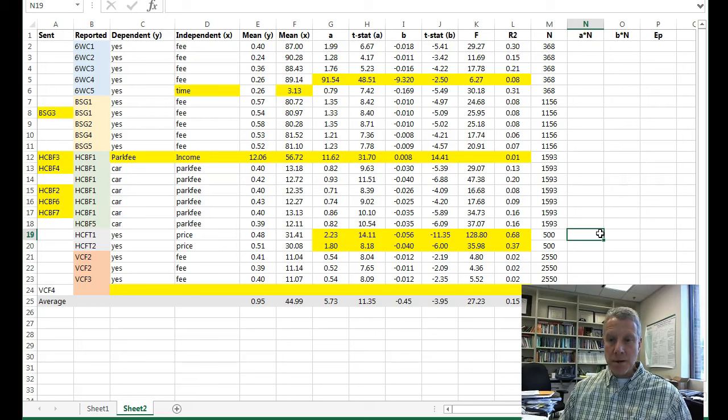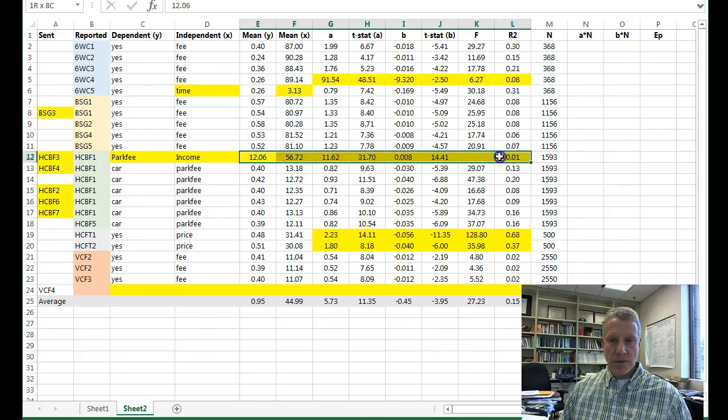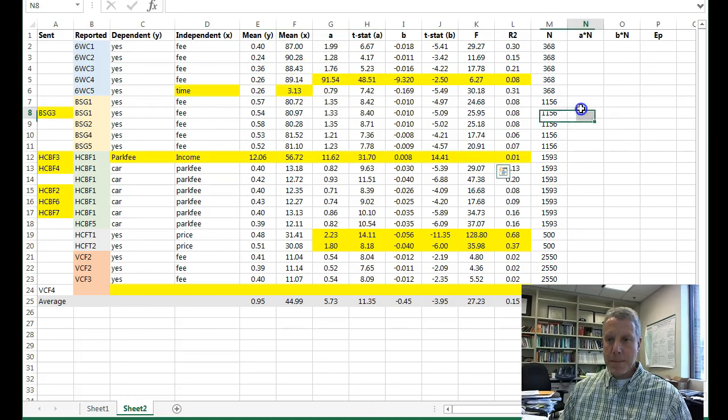I'll send you an email with a survey link where you can resubmit your results, if you're one of these folks in yellow.